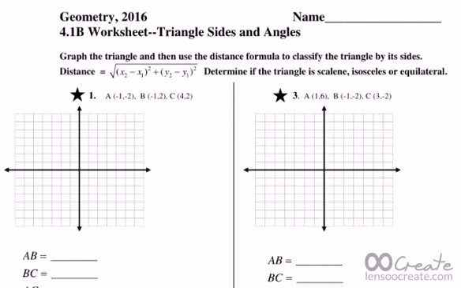All right, Falcon fans, we are going to be working on worksheet 4.1b, concentrating on triangle sides and angles. These first questions ask us to graph the triangle and then use the distance formula right here below to classify the triangle by its sides. Remember that if it is a scalene triangle, it has 0 sides that are the same. If it's isosceles, it has 2 sides that are the same. And if it's equilateral, it will have 3 sides that are the same.